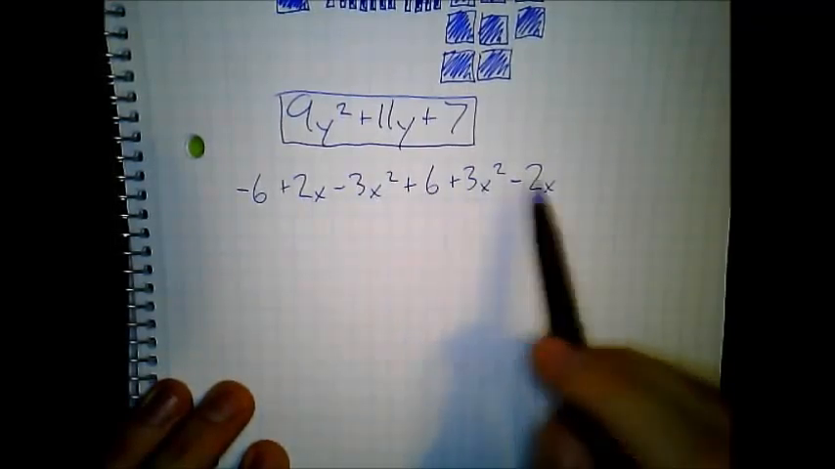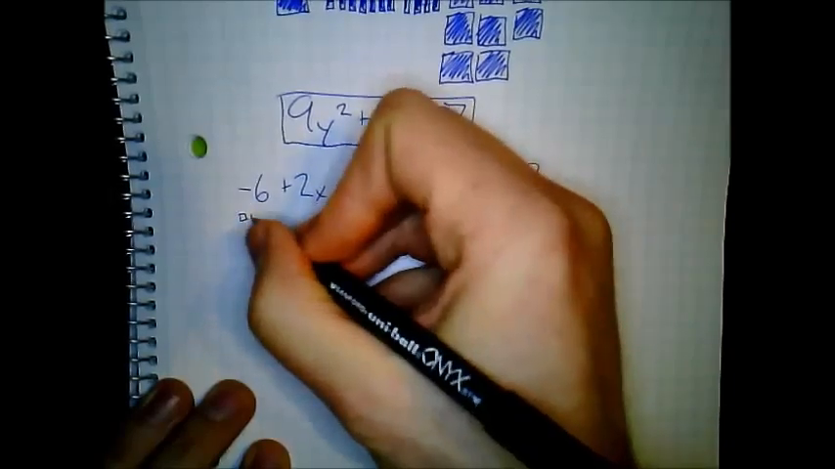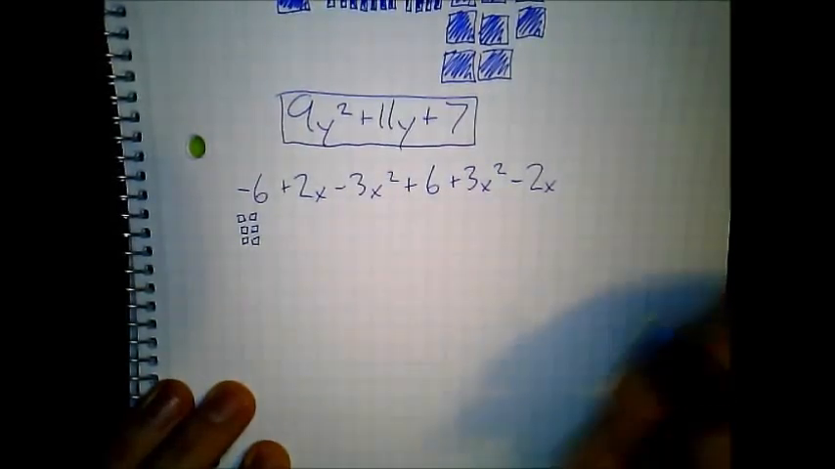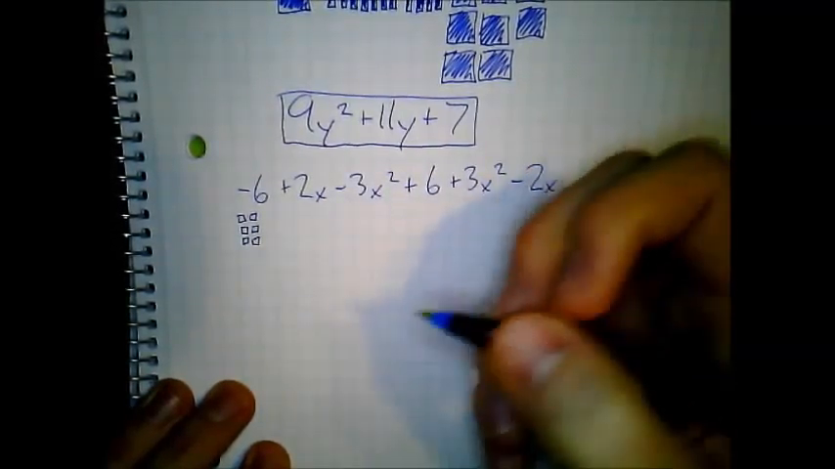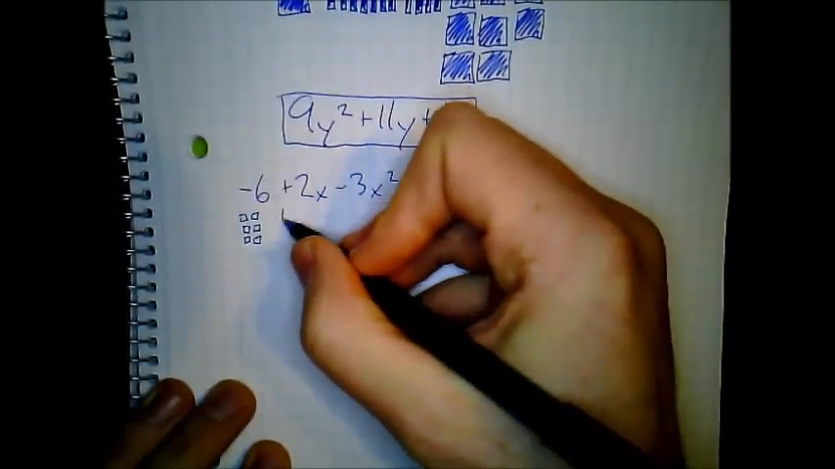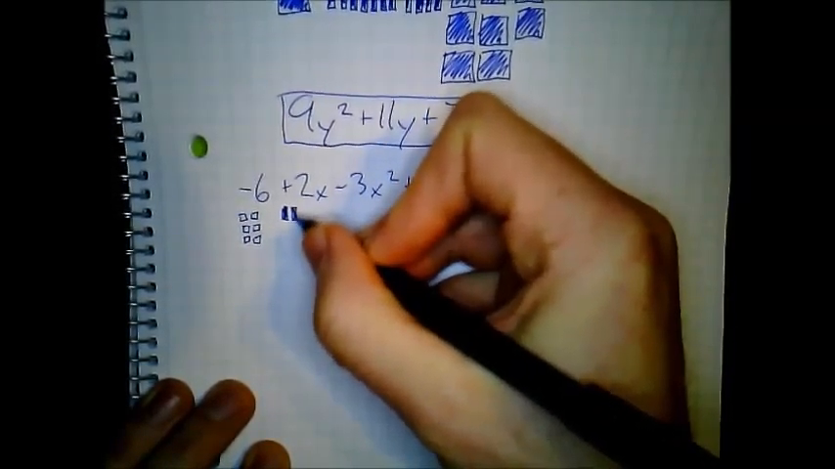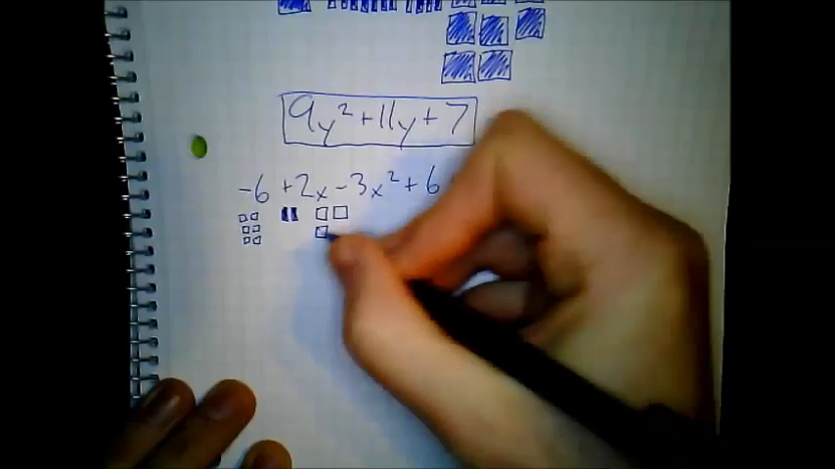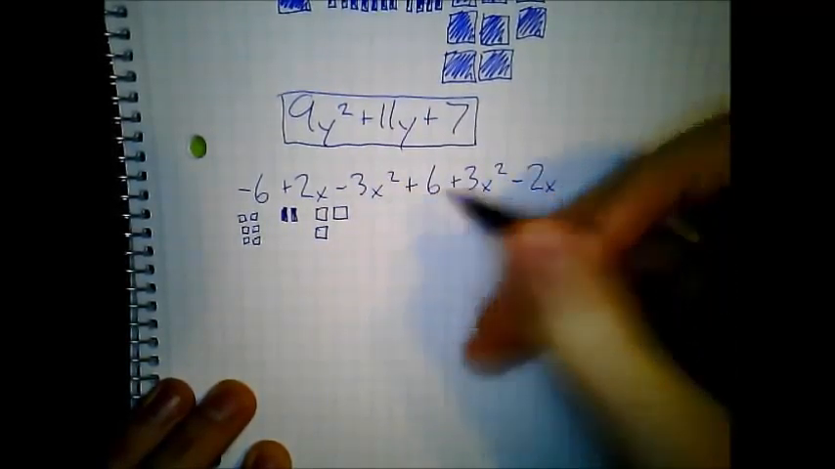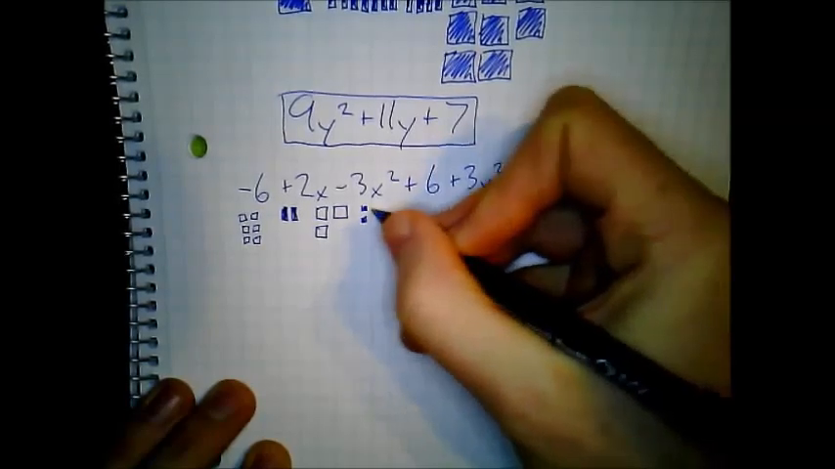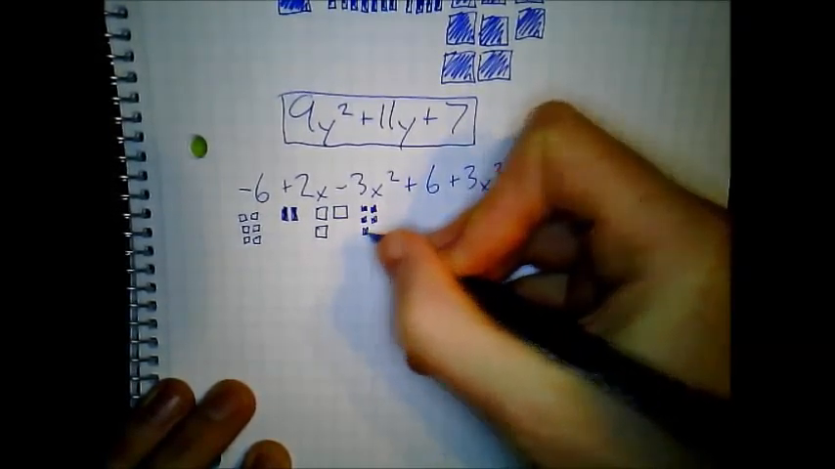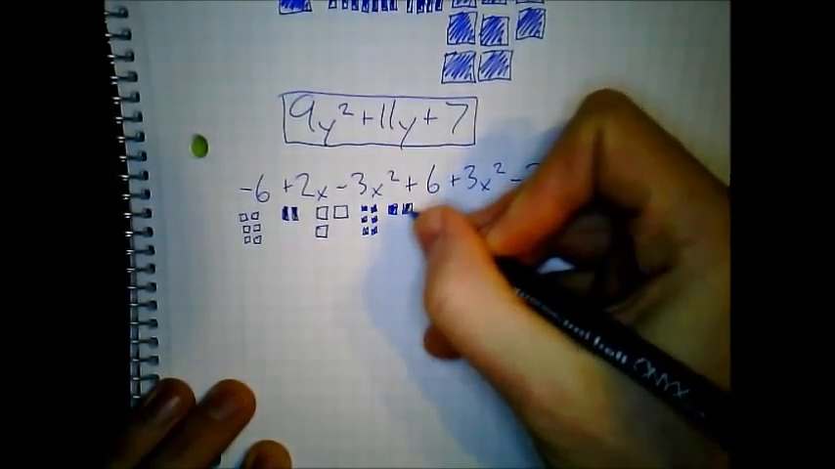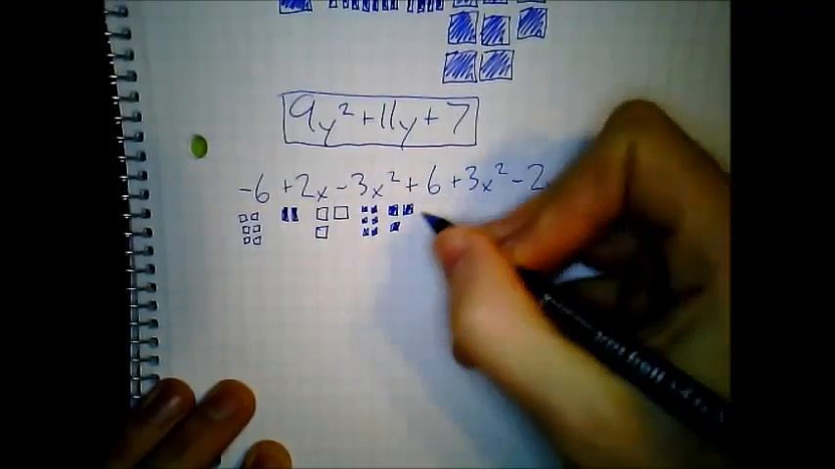So let's draw our algebra tiles. So we have negative 6. We're going to have negative 6 unit tiles. And it's good if you think you don't need to draw them anymore. That's what we're trying to work towards. But we're going to keep doing it until we get to that point. So we have negative 6 unit tiles, a positive 2 x tiles, negative 3x squared. We just want to make sure we make these squares a little bit bigger than our units, plus 6. So we have a positive 6 unit tiles, plus 3x squared, minus 2x.